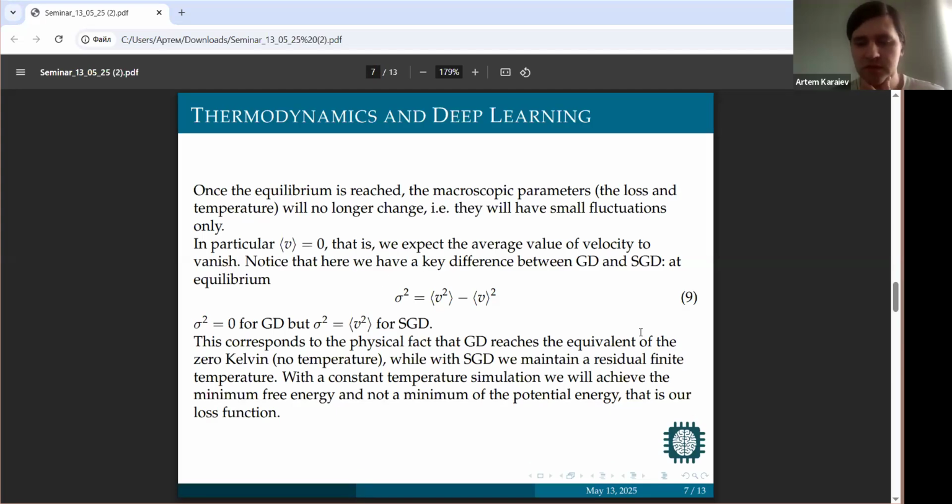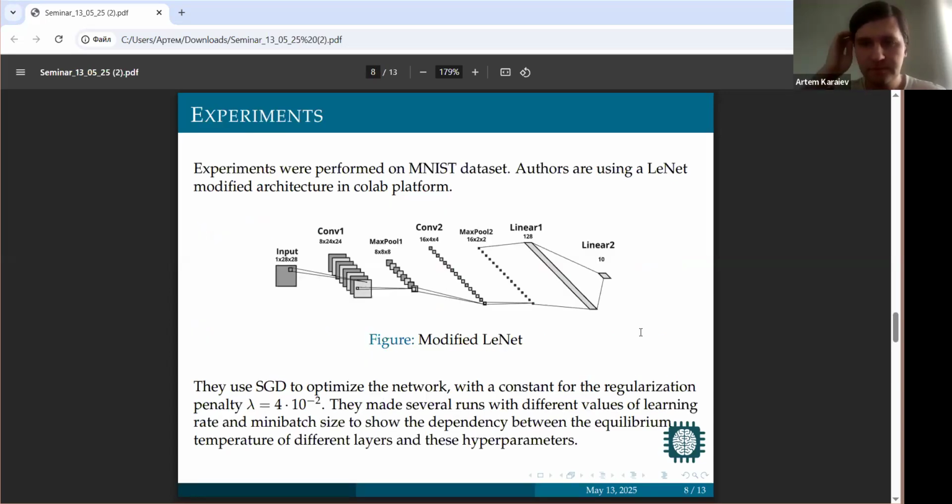Now I'll tell about the experiment which the authors used to find the dependency between temperature and hyperparameters such as learning rate and batch size. The data set which they used was the MNIST data set. They also used other data sets, as they told us in this section, but the plots were shown for the MNIST data set, and they used the LeNet modified architecture.